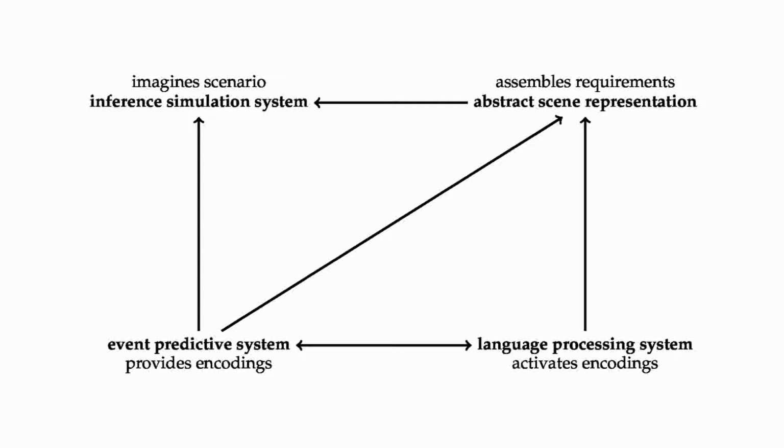Those representations really only contain the most basic information from the sentence, like which objects are there and which events happen in which order. And then the inference simulation system uses all of this information and tries to come up with a continuous and fully spelled out mental simulation of the meaning of the sentence.